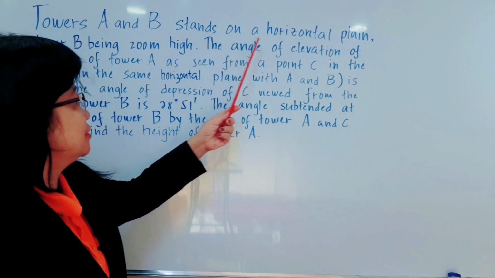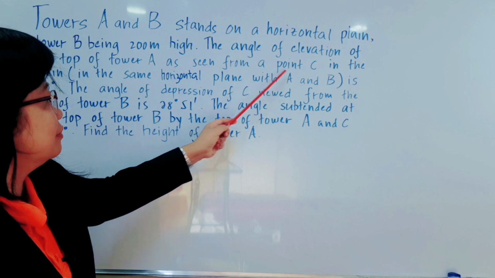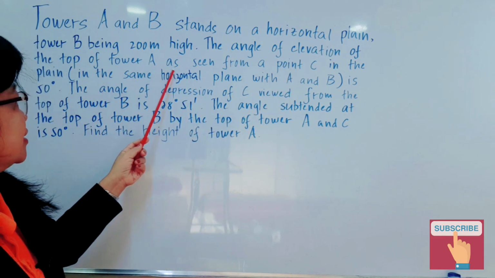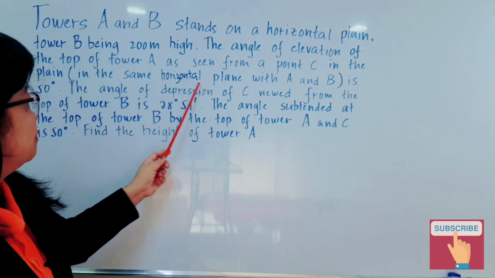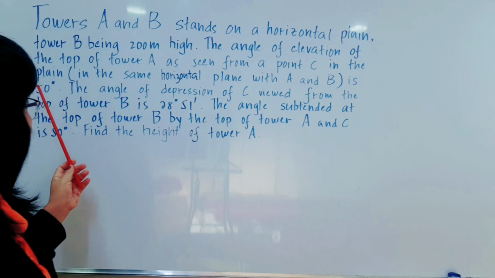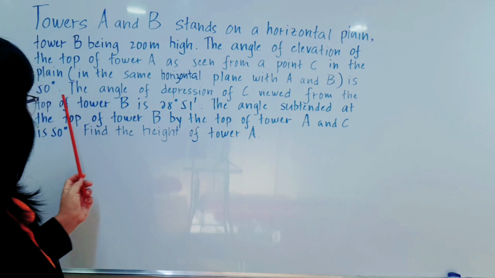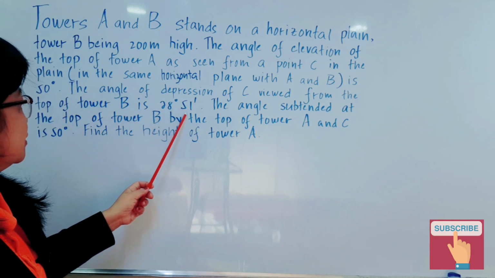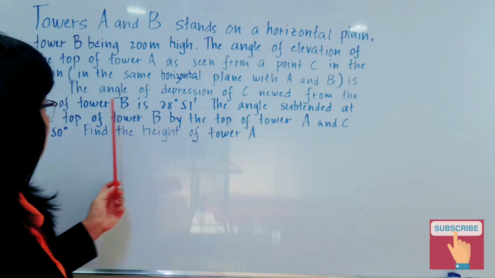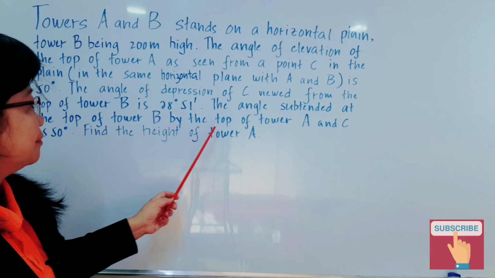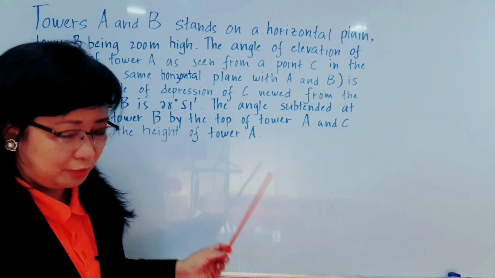Towers A and B stand on a horizontal plane, Tower B being 200 meters high. The angle of elevation of the top of Tower A as seen from a point C in the same horizontal plane with A and B is 50 degrees. The angle of depression of C viewed from the top of Tower B is 28 degrees 51 minutes. The angle subtended at the top of Tower B by the top of Tower A and C is 50 degrees. Find the height of Tower A.